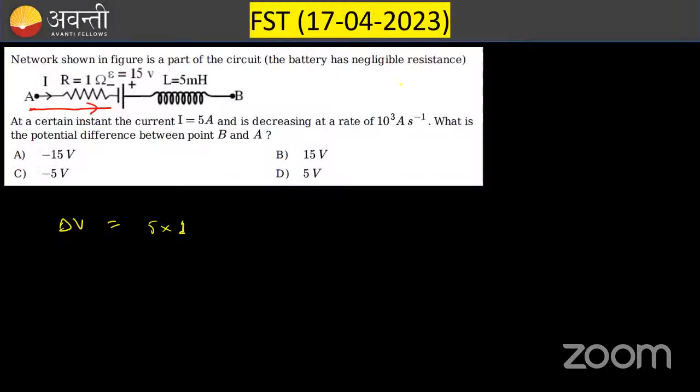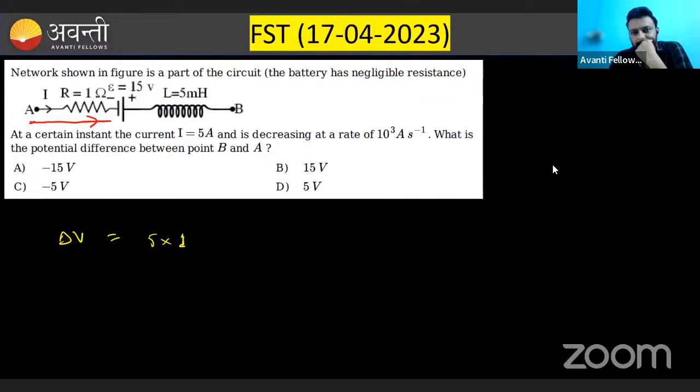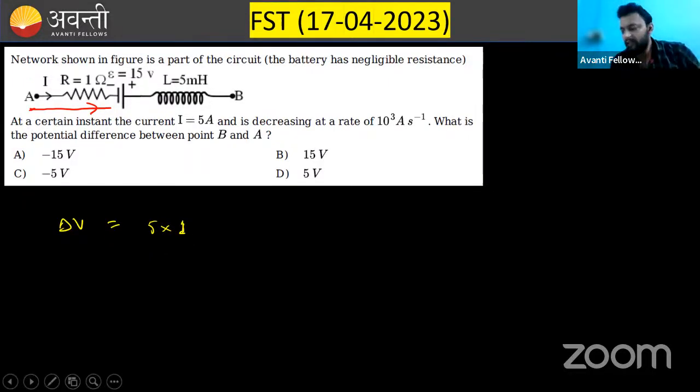Is my screen visible to you now? Is it so? Okay, I think it's visible now.